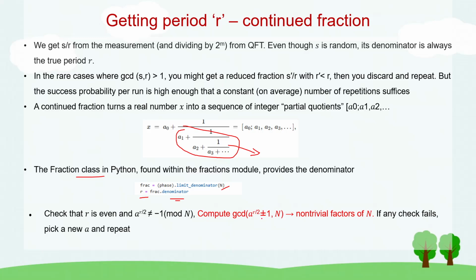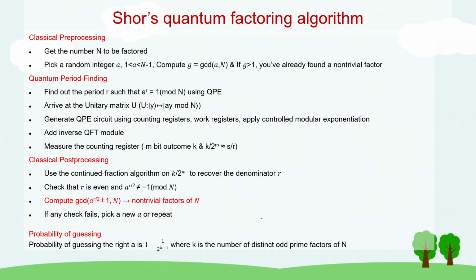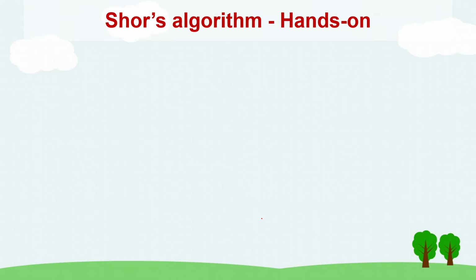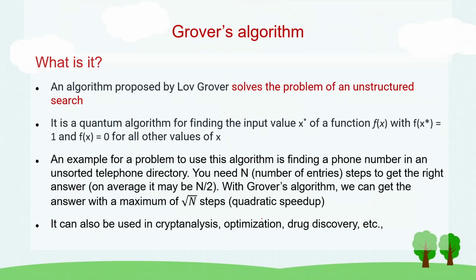So now you have understood Shor's magic, right? So these are all the steps. If you have any doubt, maybe 1 or 2 questions we can take. Otherwise, I'll move on to Grover's magic. So we are going to see the hands-on at the end.